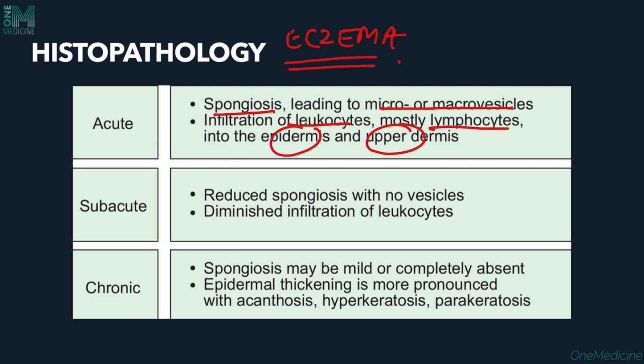In the subacute phase, the spongiosis will come down with no vesicles and the leukocytes also will come down. In the chronic phase, spongiosis will be absent and the epidermal thickening is more pronounced, with acanthosis, hyperkeratosis, parakeratosis. There's thickening of the epidermis in the chronic stage because of chronic itching, chronic pruritus and the secondary changes that have taken place. Initially we see spongiosis, which later becomes acanthosis.